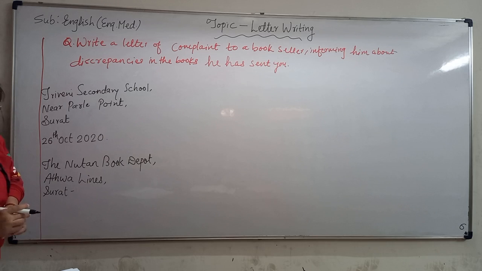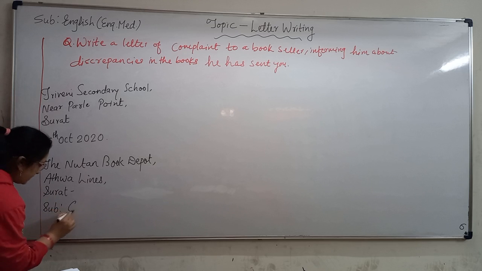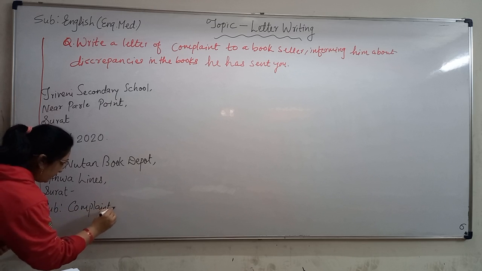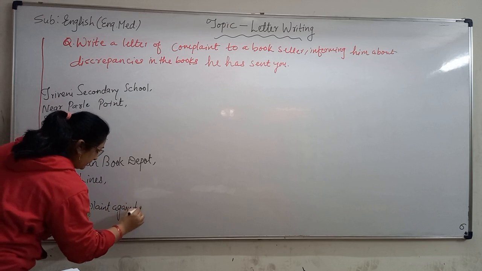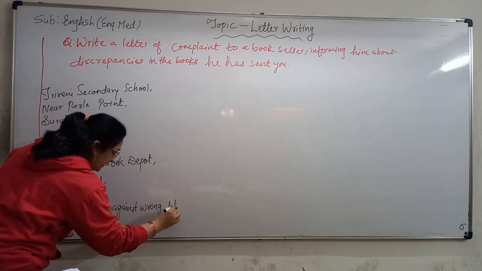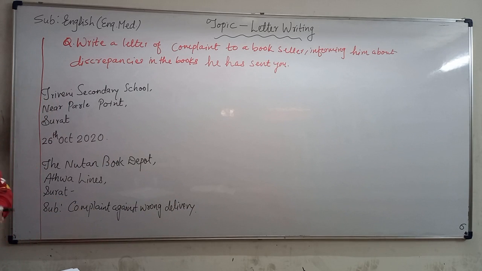Then the fourth point is salutation or subject, you can write. So here, attaching to the margin, write the subject: complaint against wrong delivery. This is your subject. Now see, we will repeat. This is sender's address, leave one line, write date, again leave one line. This is receiver's address, then leave one line here, write subject. If you want to underline, you can. Then what is the subject? Complaint against the wrong delivery.